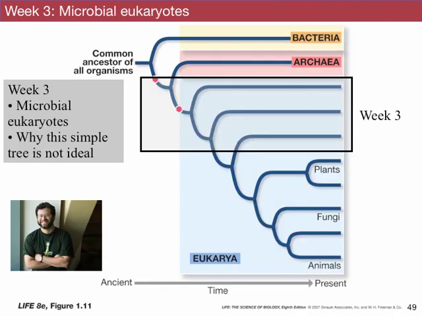In week 3, we're going to focus on the eukaryotes that are not plants, animals, and fungi. They are generally called microbial eukaryotes because most of them are microorganisms. That is, we can't see them without a microscope. There are some exceptions to that. So kelp is one of the lineages that we will be talking about. Even though it is not a microorganism, it's very large. But it is in these other groups that are not plants and animals and fungi. So we're going to talk about those lineages in week 3.